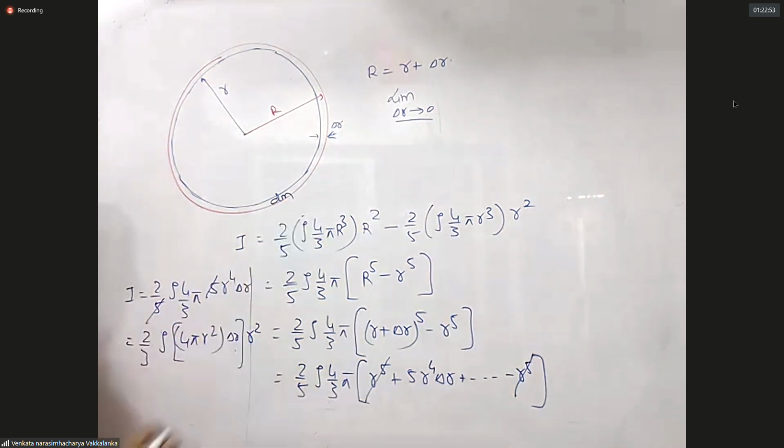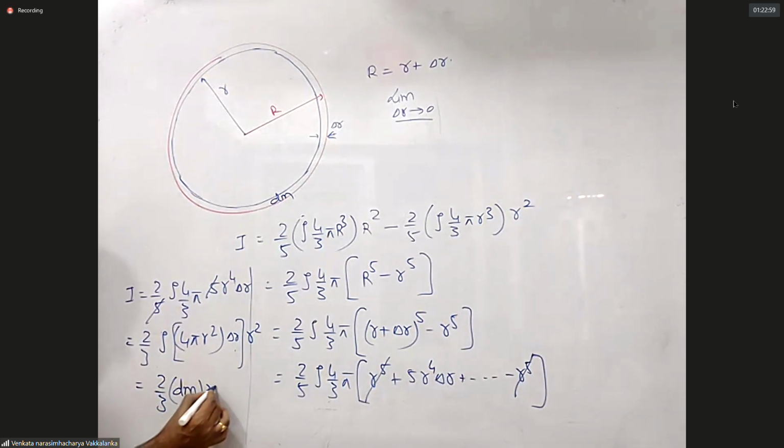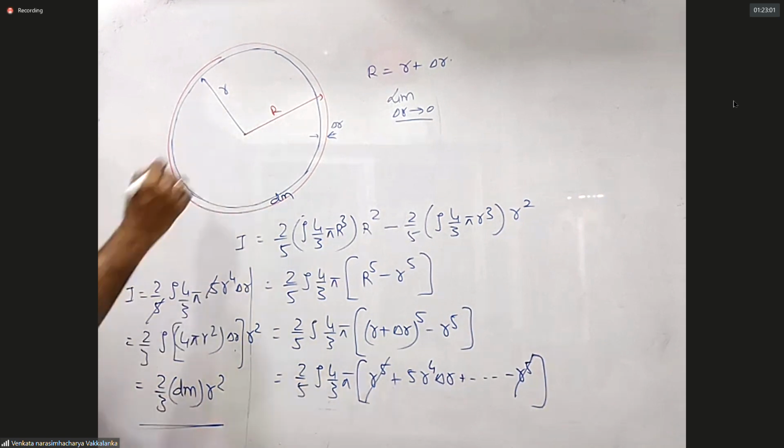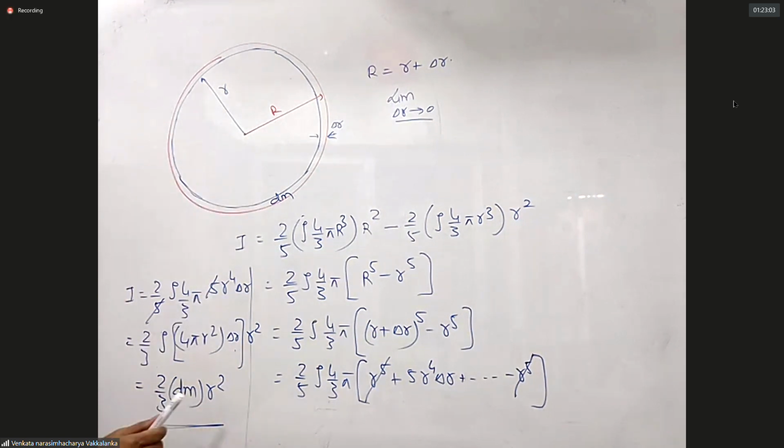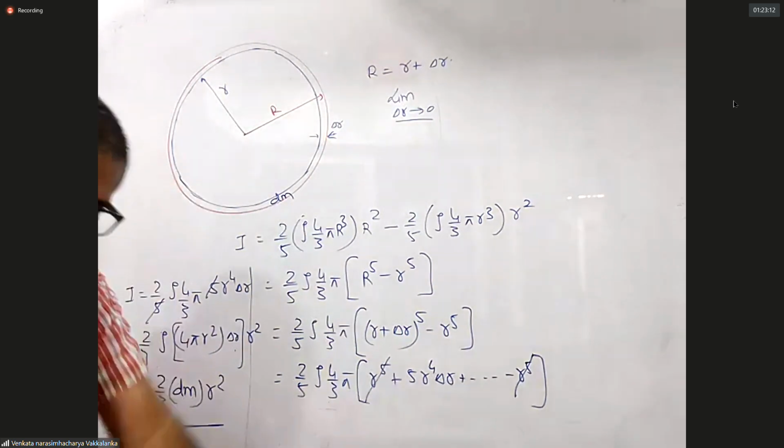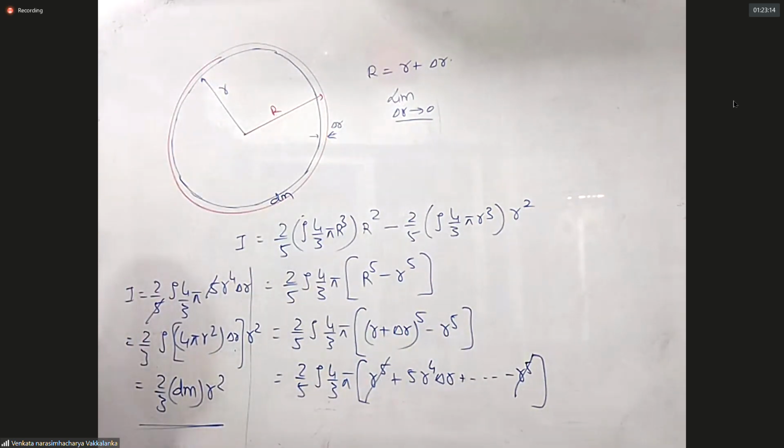Will it be dm? Yes, sir. 2 by 3 dm into r square. dm is the mass of the thin shell. And isn't it the answer that we are expecting? Yes, sir. Smart, right? Hence, proved.